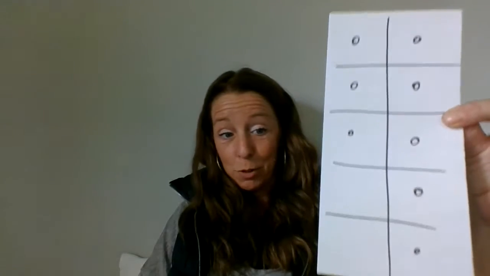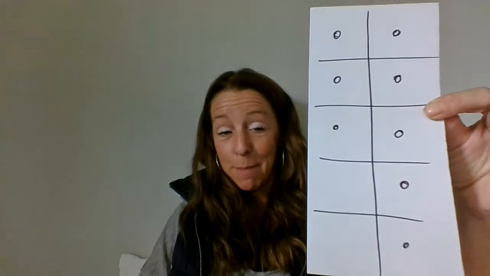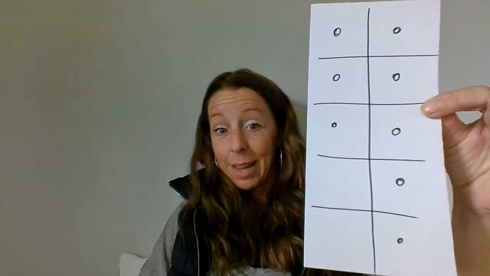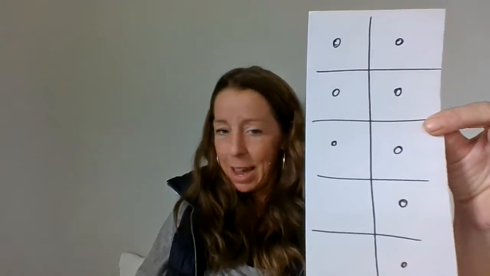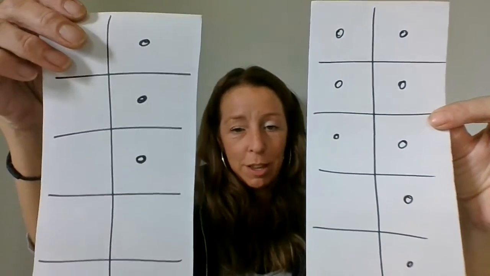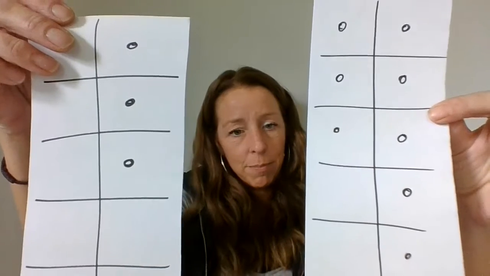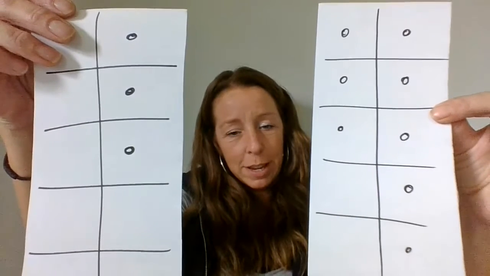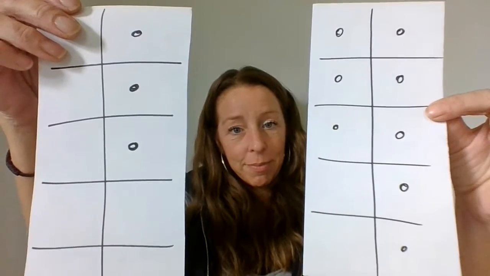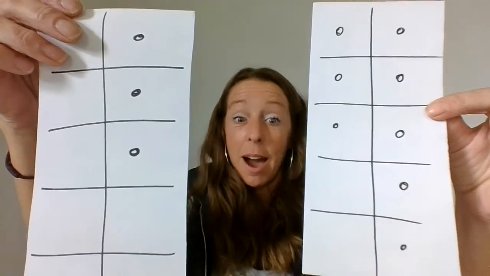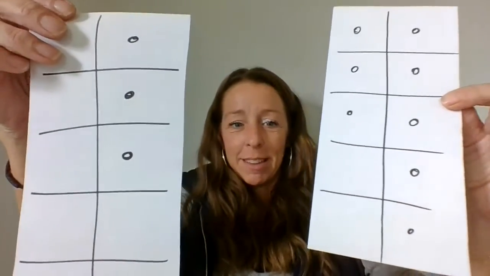Now, if I were to show you this one, which we've already said is worth how much? 8. And then I show you this one that's worth 3. How much am I showing you all together? 8 and 3. I hope that you said 11.